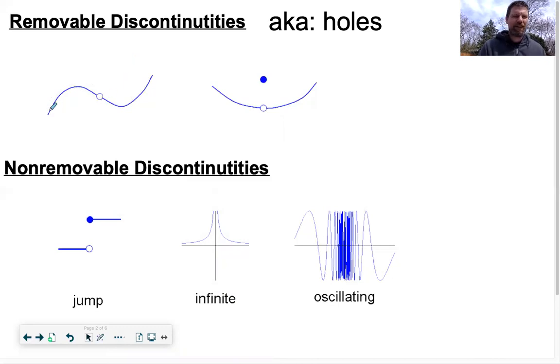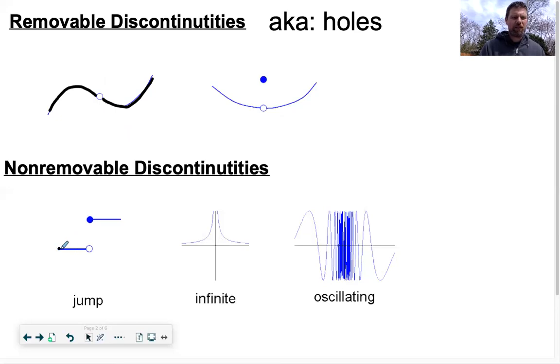Without that filled in, it's not continuous. I move along, I run into a problem, I have to pick my pencil up and skip over that small hole. So continuous functions are when you can trace it without having to pick up your pencil. If there is a discontinuity, we can name them. That type of discontinuity is called a hole.